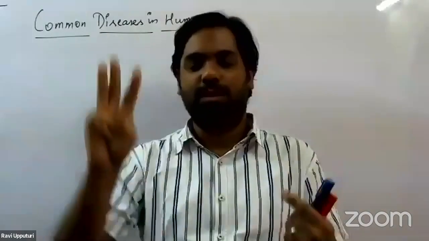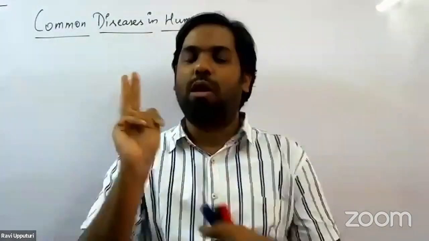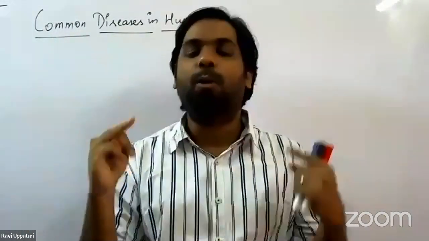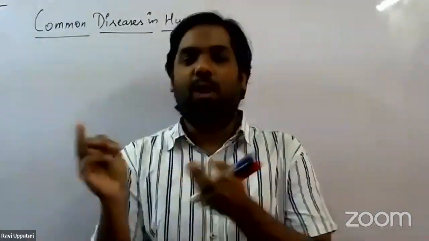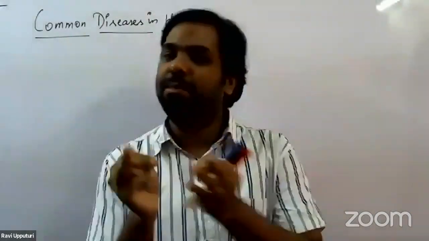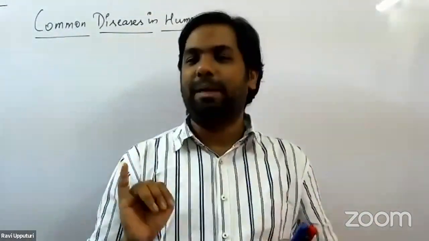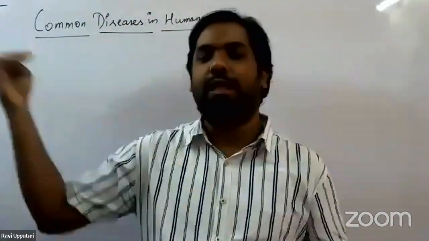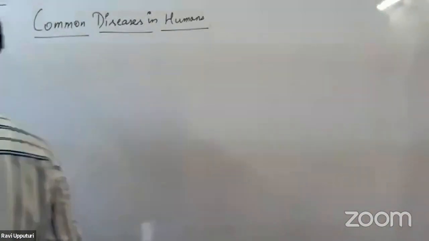So we'll be talking about 3 major things. One is, what is the causative organism? Which organism causes this particular disease. Second one, we'll be talking about the mode of infection of this organism. How does this organism transmit from person to person? That is the second thing we'll be taking up. And the third thing is the symptoms that are associated with each of the diseases, right? So let us quickly get into the first category.